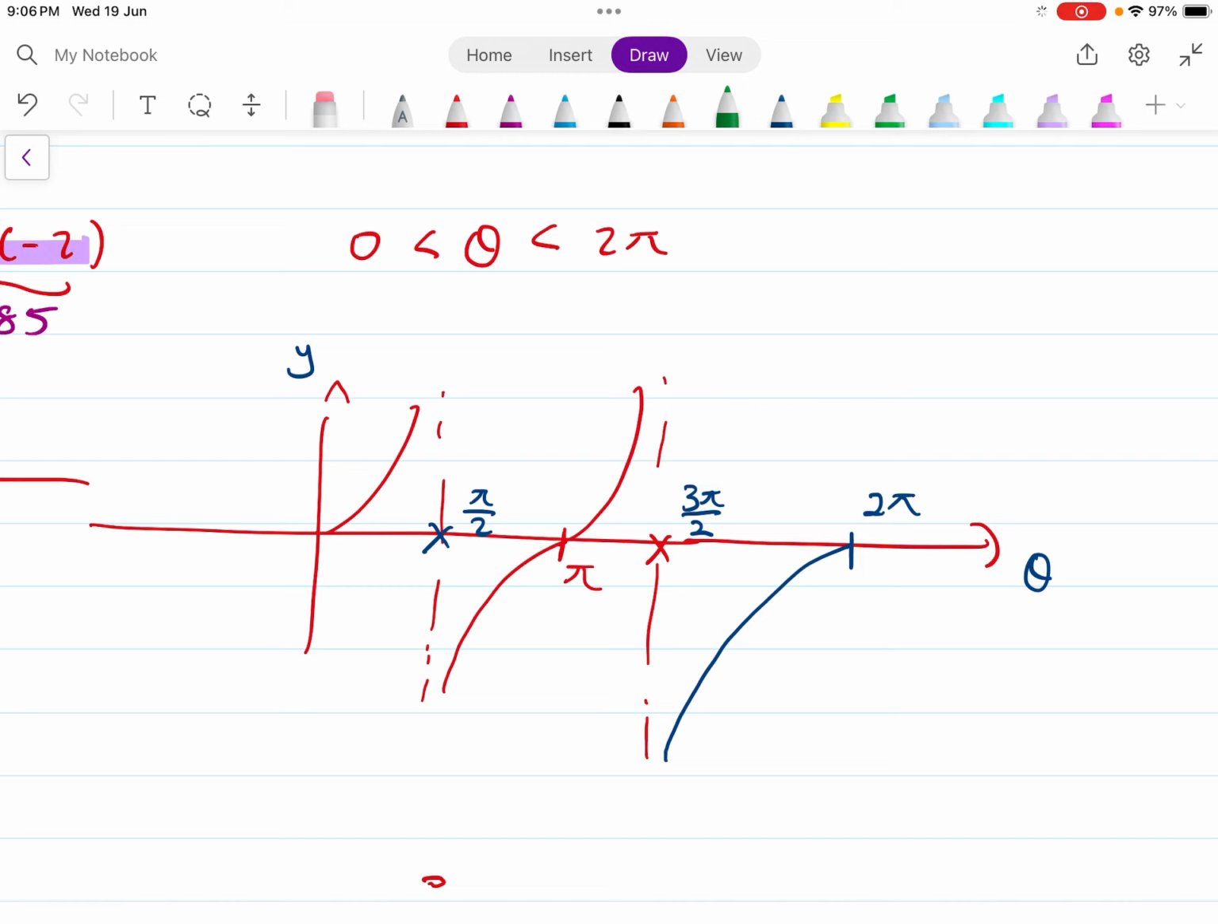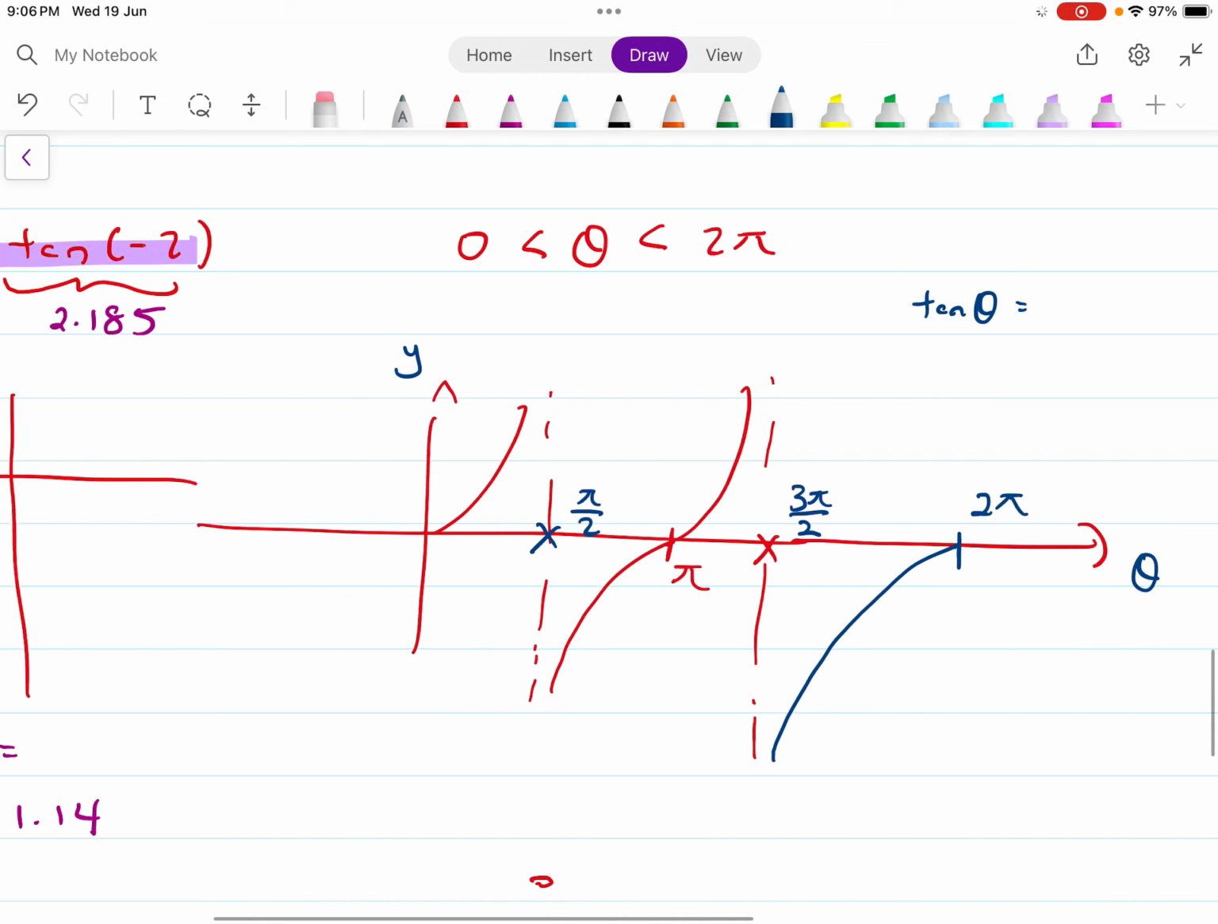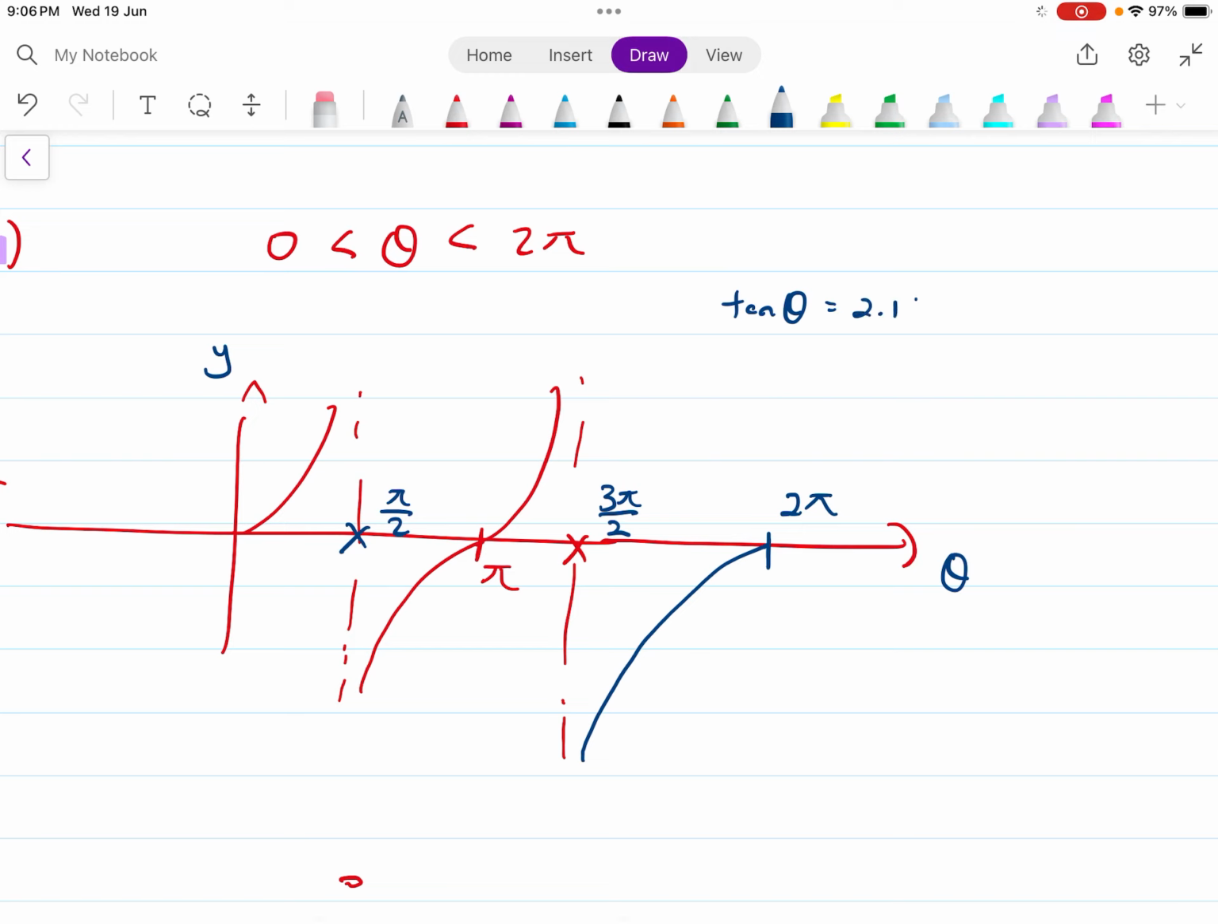So first thing, we know that tan theta is equal to positive 2.185. So 2.185 is around here. If I draw y equal to 2.185, you will see 2 intersections to be exact. The 2 intersections will be the answer, at this point and at this point.